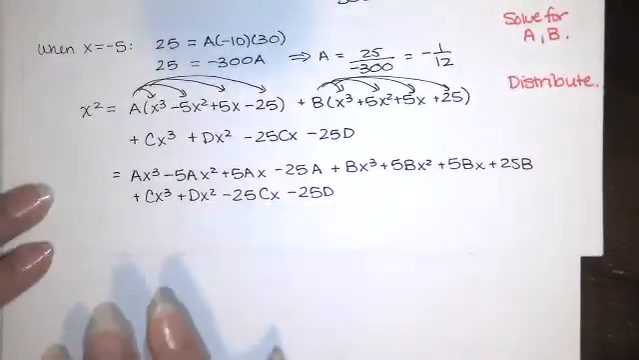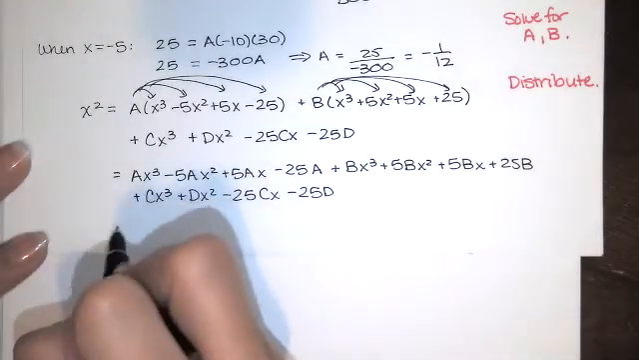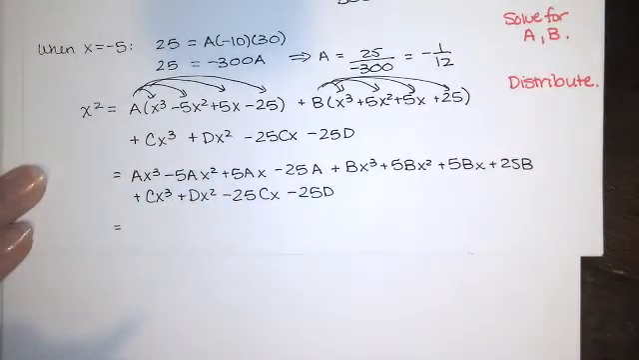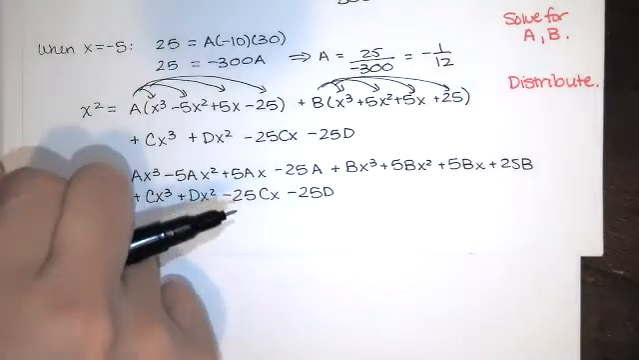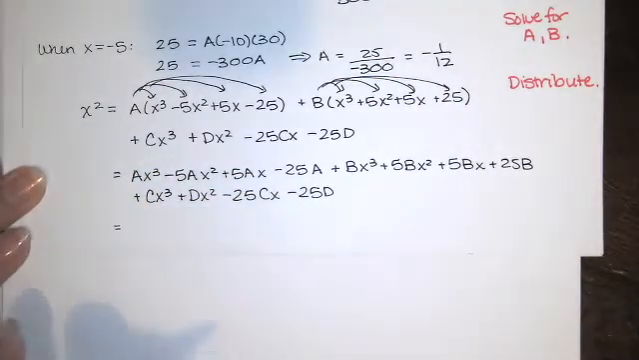Okay, now this next step, we're doing this next step for a reason. I just want you to know why we're doing what we're doing. Here's the idea. Two polynomials are equal if and only if their coefficients are equal.